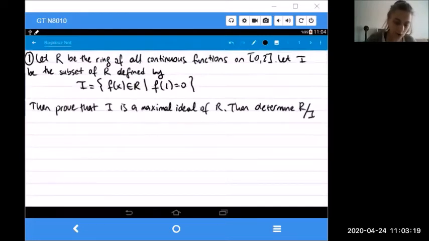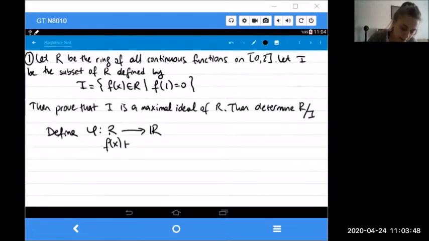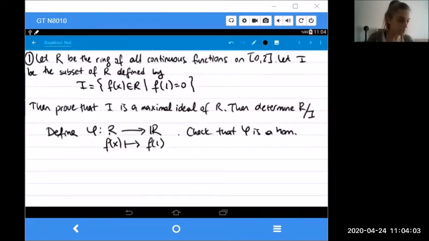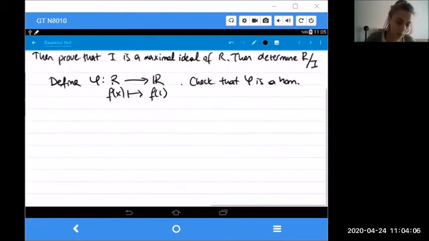Now first, to show that I is a maximal ideal of R, we need to show that I is an ideal. Then we are going to show that it is maximal, by defining a homomorphism from R to somewhere else. So let us define phi from our ring of continuous functions on [0, 2] to the real numbers, taking a function f(x) to its value at 1. It's your job to check that phi is a homomorphism.